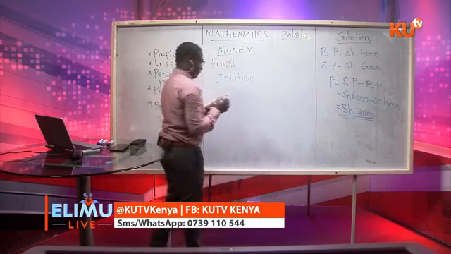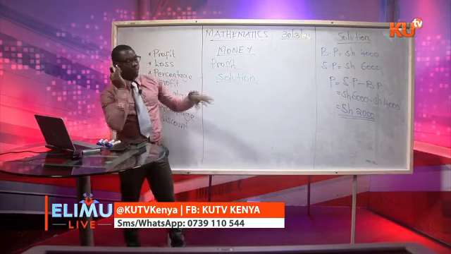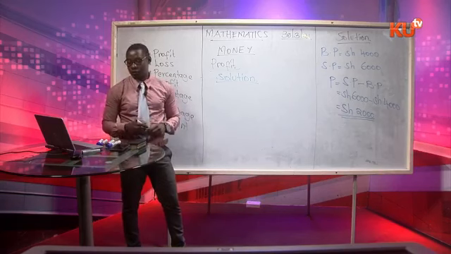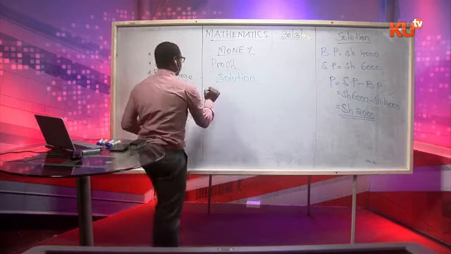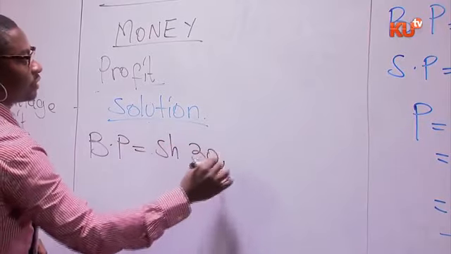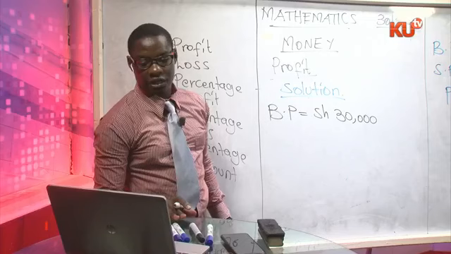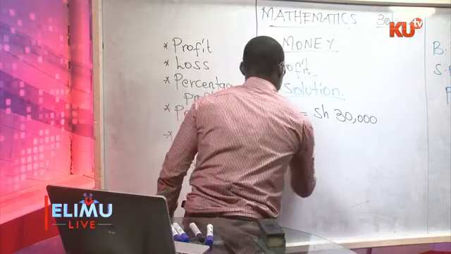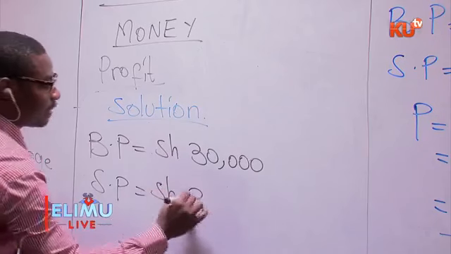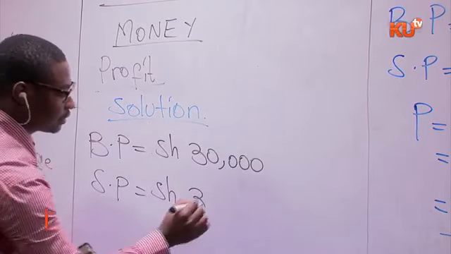So, solution. The first stage, I have told you, is you find the buying price and the selling price from the question. We were told that a television was bought at 30,000 shillings, so our buying price is 30,000 shillings. The question went on to say it was later sold at 35,000 shillings, so our selling price is 35,000 shillings.